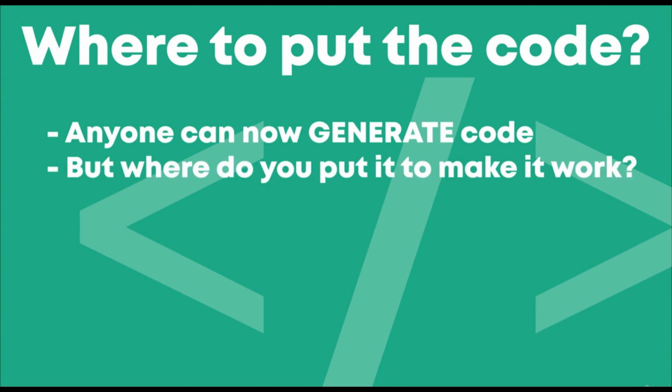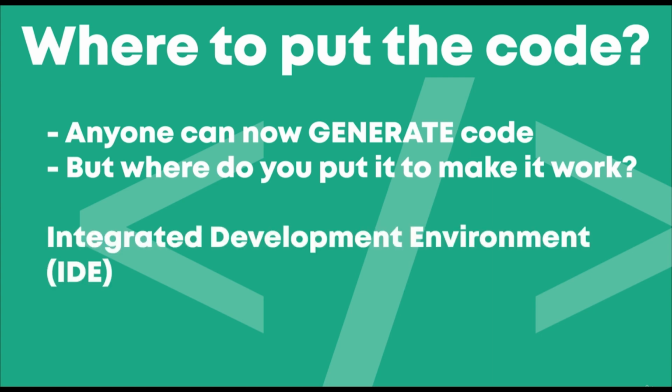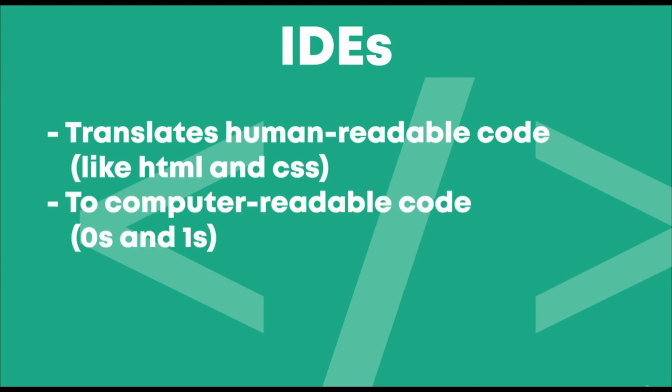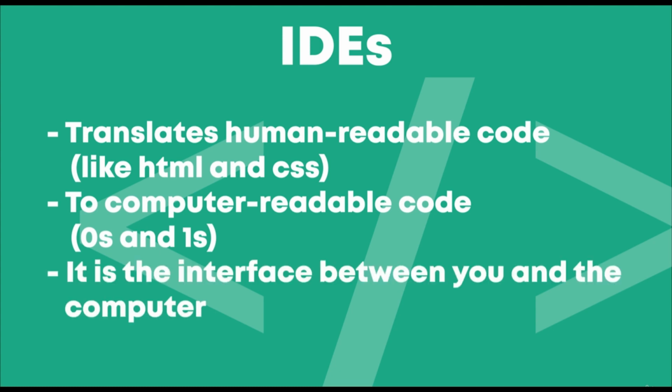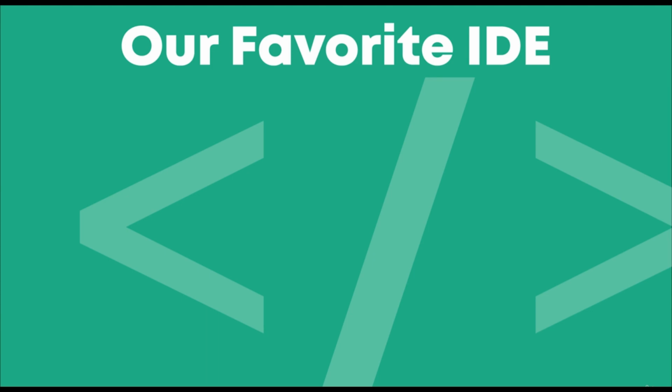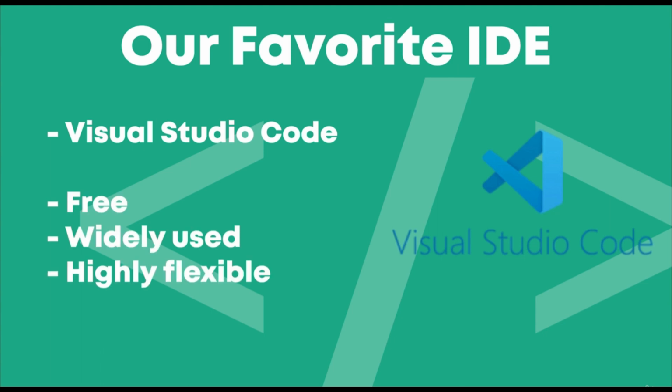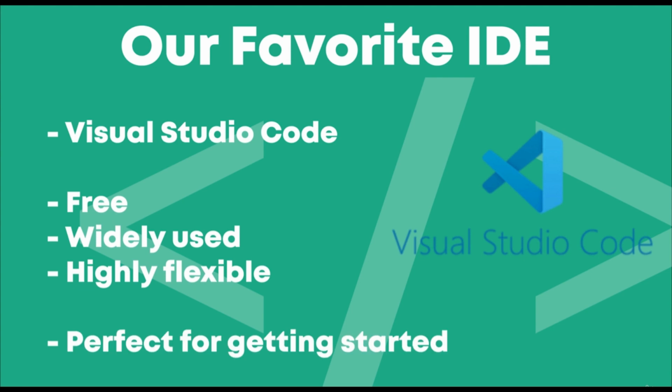So to write the code for a website, you need an interpreter or integrated development environment or IDE. An IDE translates human readable code into machine readable code. So that's basically zeros and ones. And it thus is the interface between what you write and the computer. There are many softwares available that can do this, but our favorite and the one we will use in this course is Visual Studio Code. This is a free, widely used and highly flexible IDE or code editor, perfect for getting started in web design.